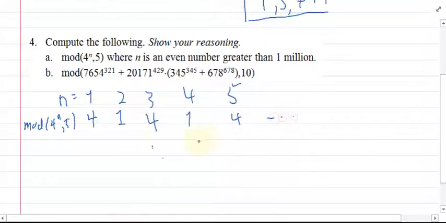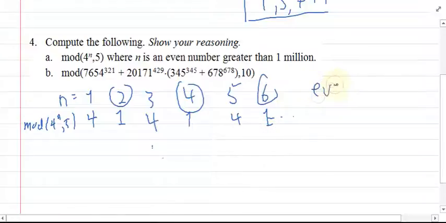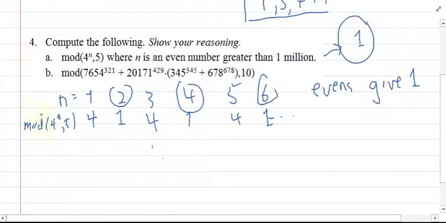So you can see that for any even number, no matter how big, the result is 1. So even if n is bigger than 1 million, then the answer is 1. Okay. All right. So how about the second one?